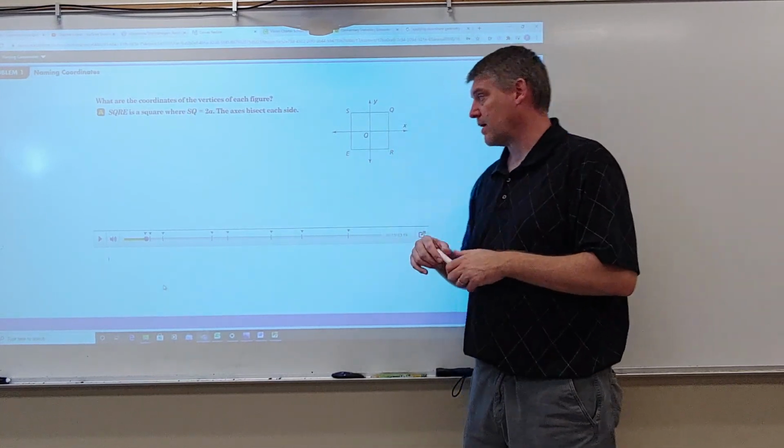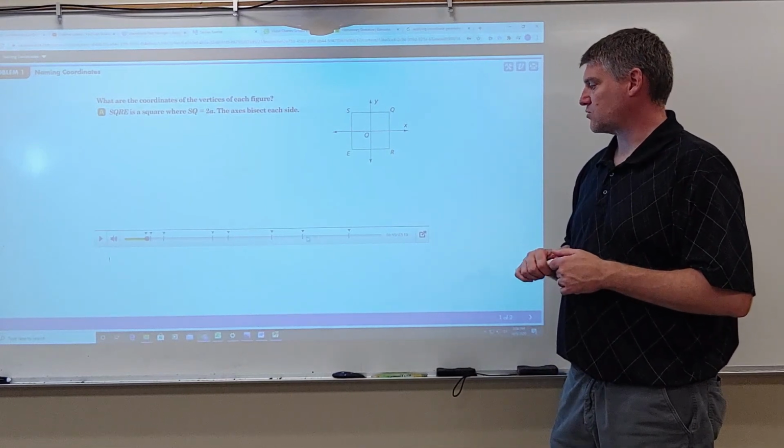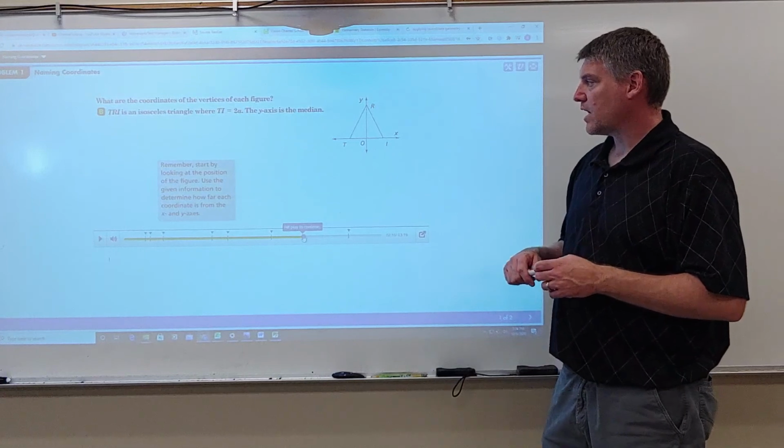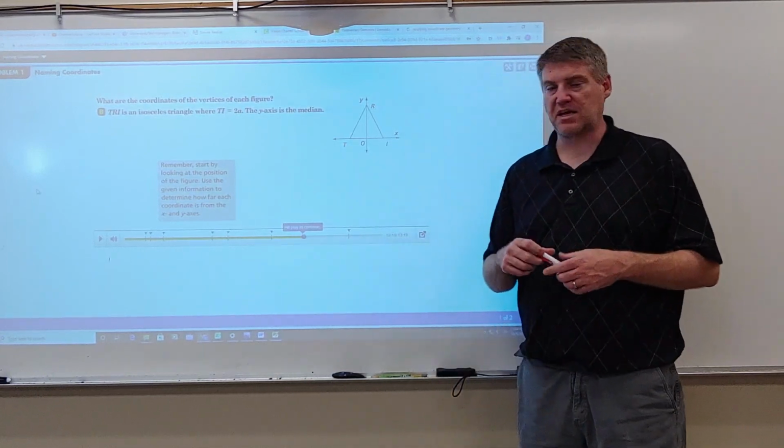We want to use one side on either the y-axis or the x-axis, or we want to use those axes to split it. Okay, so the next one we see is going to be a triangle here, and it says TI is 2a. So this is kind of that same thing.